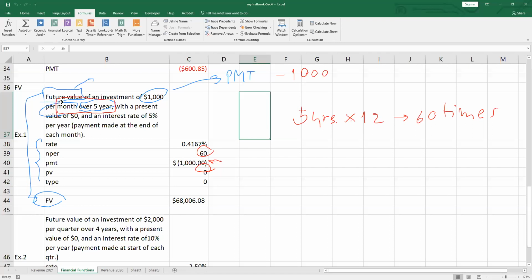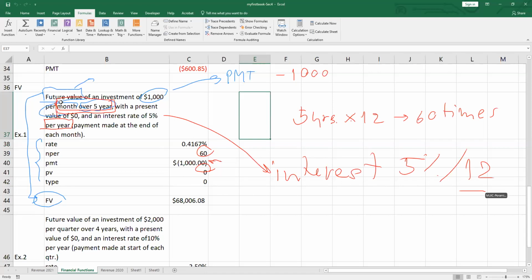And after that, we said that the interest rate is 5% per year. Once again, when we get the interest rate, you have to know that we pay per month, so you have to change the interest to be per month instead. Then you have to divide by 12, so that you get the interest per month. After that, it said the payment is made at the end of each month. That's why type is zero.